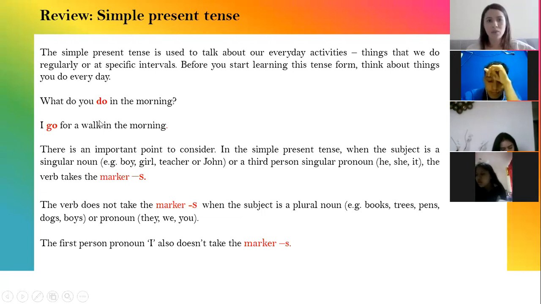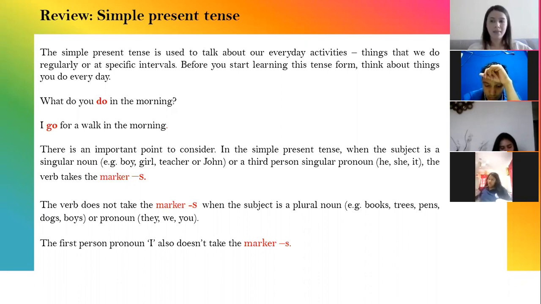So, it's true. We use the simple present to talk about actions that we do every day. Okay? The verb goes in infinitive form or the base form of the verb. In this case, do and go. There is an important point to consider in the simple present tense when the subject is a singular noun, for example, boy, girl, teacher, or a third person singular pronoun, for example, he, she, it. The verb takes the marker S.